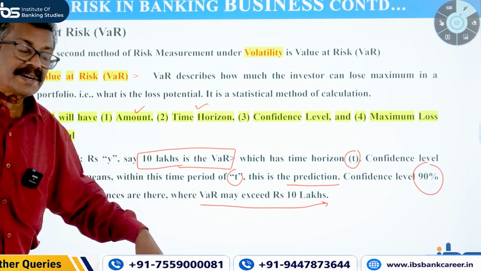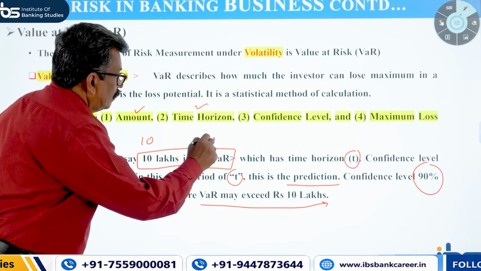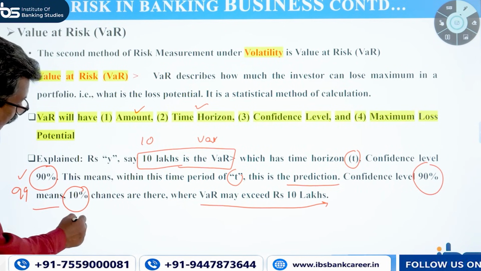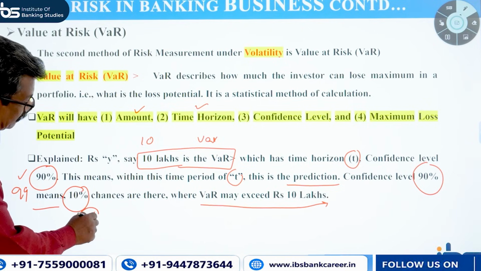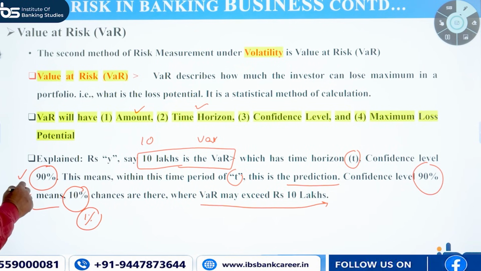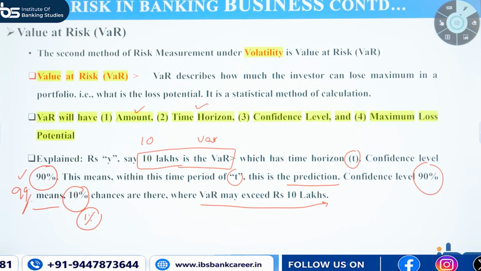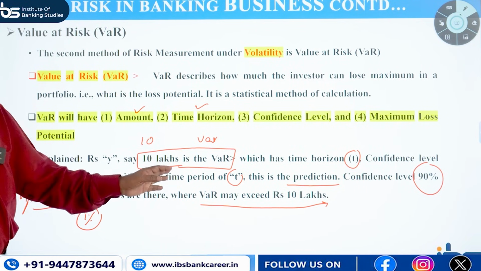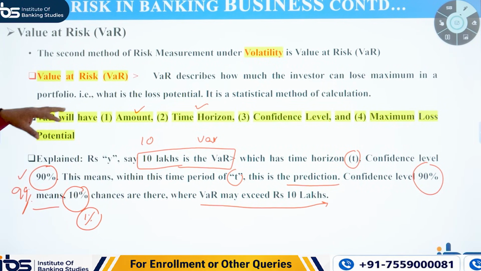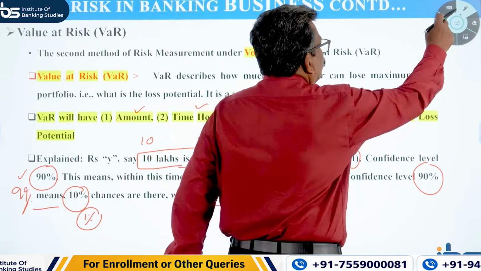In another investment, they say that 10 lakhs is the VaR, 99% is the confidence level. There is only a 1% chance for the non-confidence. So, we will go for this 99% confidence level. Like that, we compare confidence and non-confidence levels. We compare the value at risk also and the time period also. So, on taking the overall view, we will come to a conclusion. That's the beauty of this VaR.